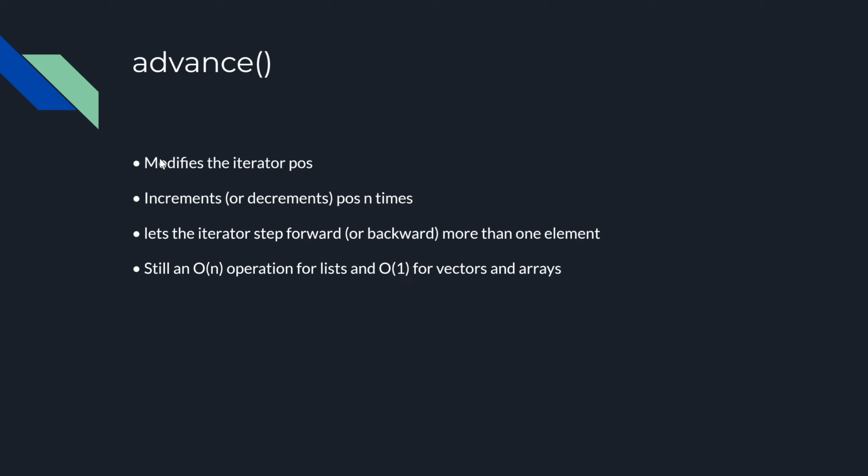The advance function modifies the iterator position, incrementing or decrementing the position n times. It lets the iterator step forward or backward more than one element. It is still an O of n operation for lists and O of 1 for vectors and arrays.